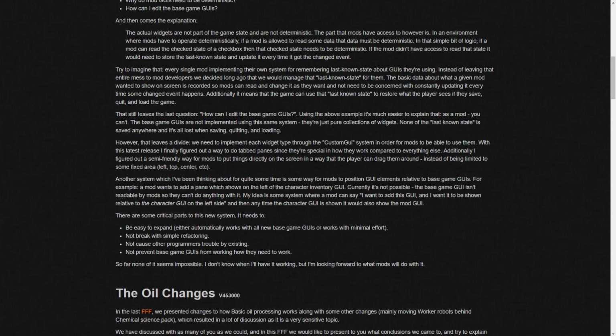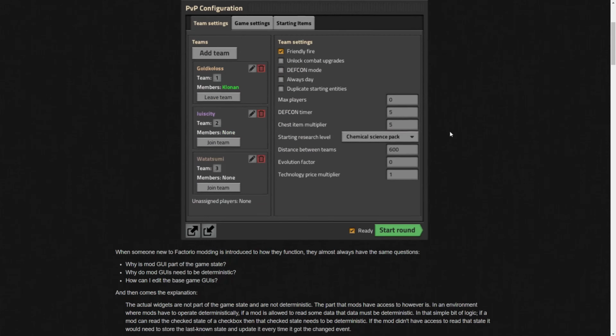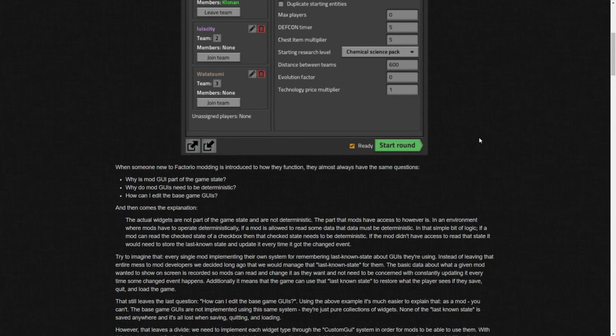And lastly, for the new system, it needs to be easy to expand: either automatically works with all new base game GUIs or works with minimal effort, not break with simple refactoring, not cause other programmers trouble by existing, and not prevent base game GUIs from working how they need to work. So far, none of it seems impossible. I don't know when I'll have it working, but I'm looking forward to what mods will do with it. So that's all good. More mod support is always good. Yeah, and our seating's on it, so he's going to figure it out. I trust him on that.